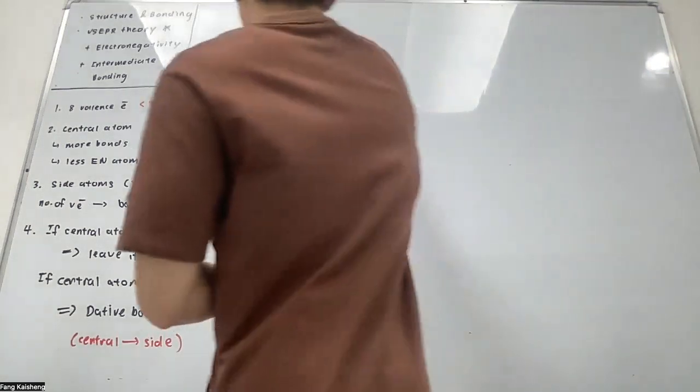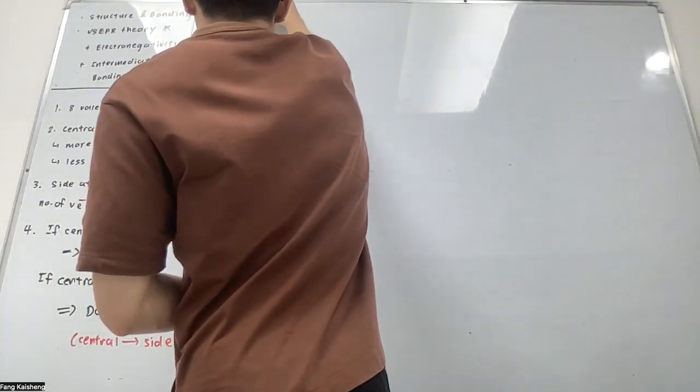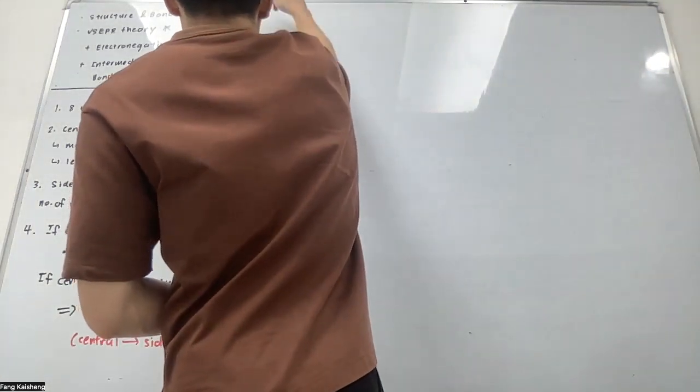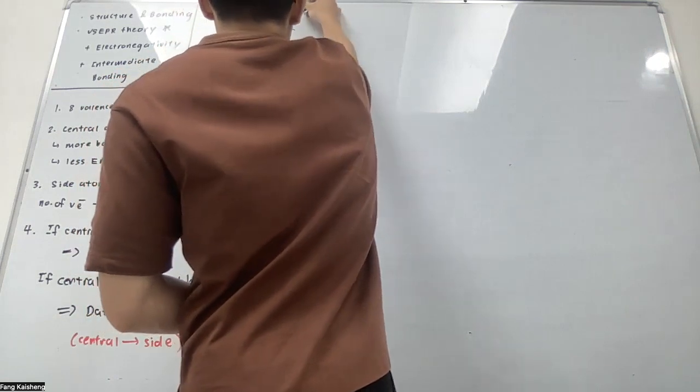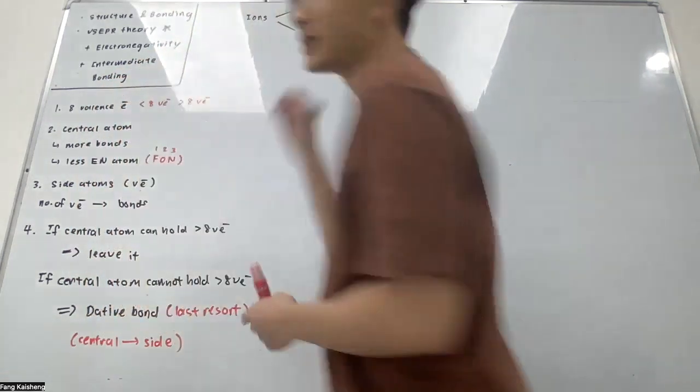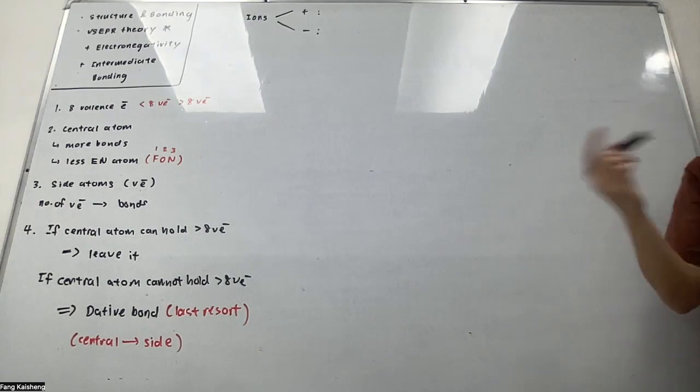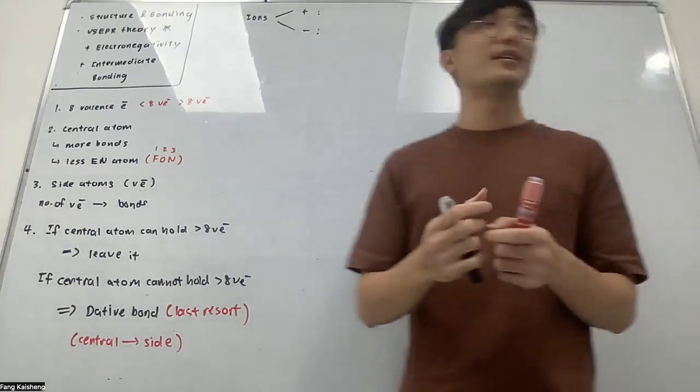Okay, the first type of species we talked about were ions. Now, ions are very simple because we learned this in secondary school. Ions got positive and got negative, right?